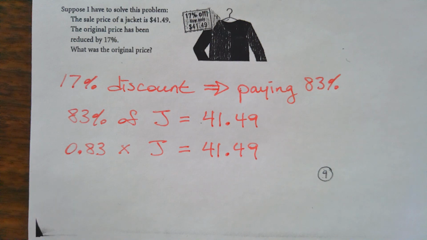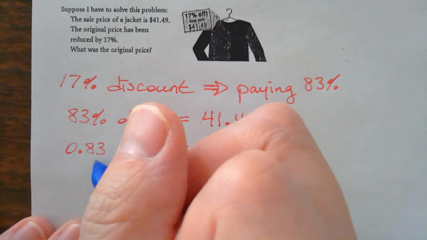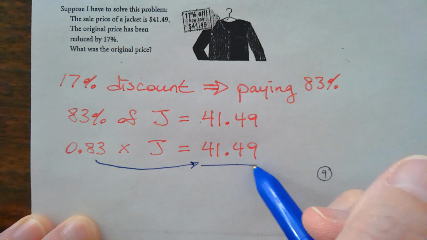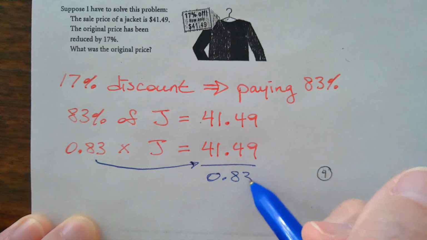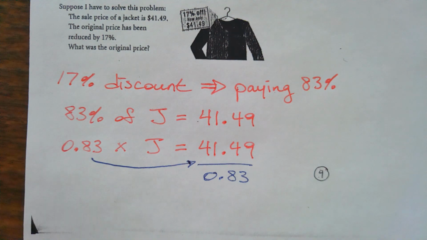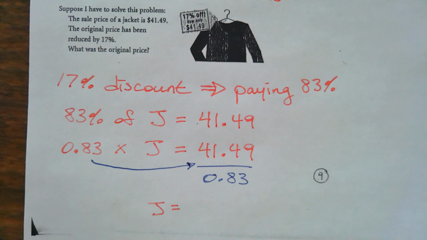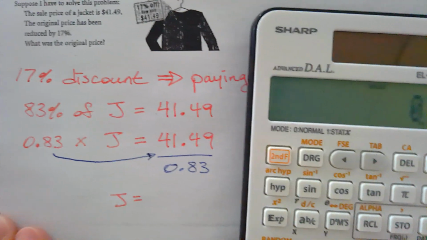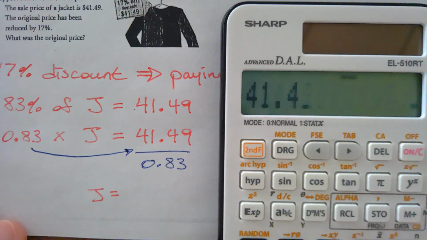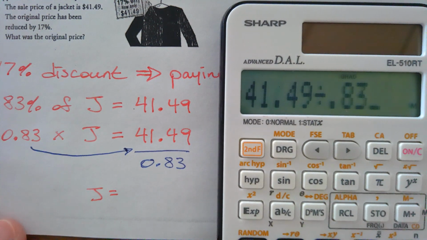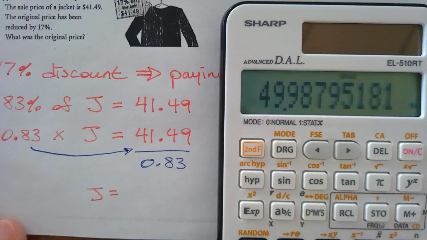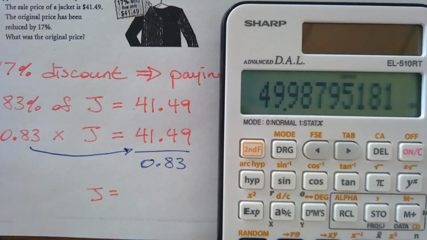Okay, Johnson. 41.49 divided by 0.83. Good job. So yeah, last step is to divide. Alright. So the price of the jacket, 41.49 divided by 0.83. I get this. Okay, let's see. I'm picking on people.